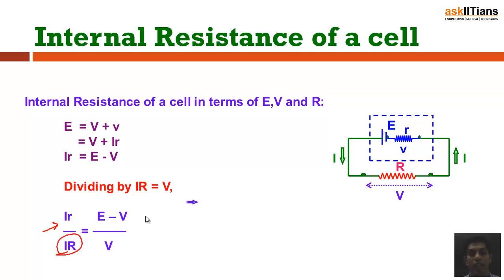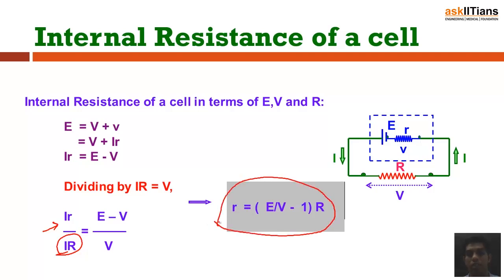So we will end up getting this expression, that is, internal resistance is equal to EMF divided by the potential drop across the external resistance, minus 1, times the external resistance. So we end up getting the value of internal resistance.